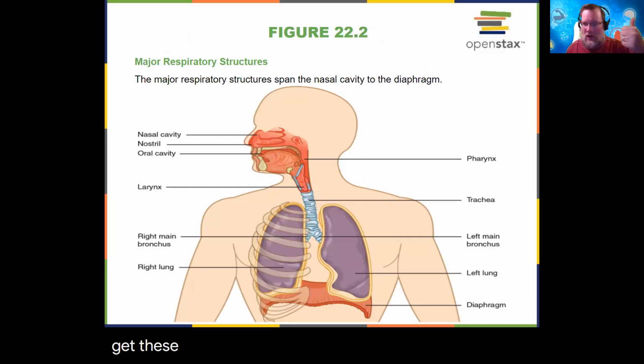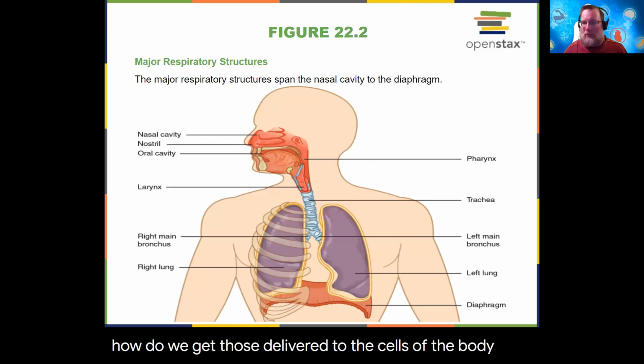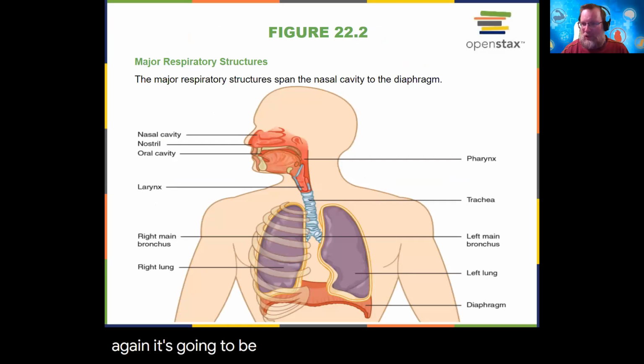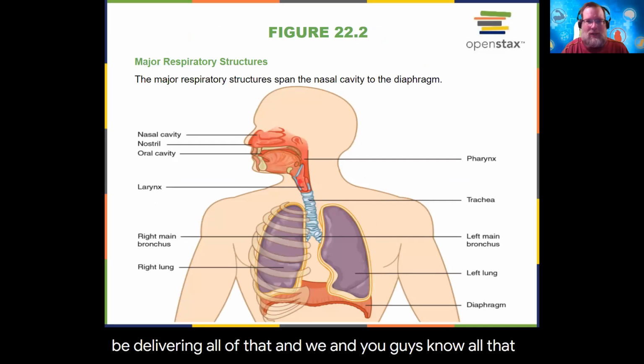How do we get these carbs, proteins, and fats, and vitamins, minerals? How do we get those delivered to the cells of the body? And that's going to come through the digestive system. And again, it's going to be more blood. Yeah, the blood is going to be delivering all of that, and you guys know all that already.